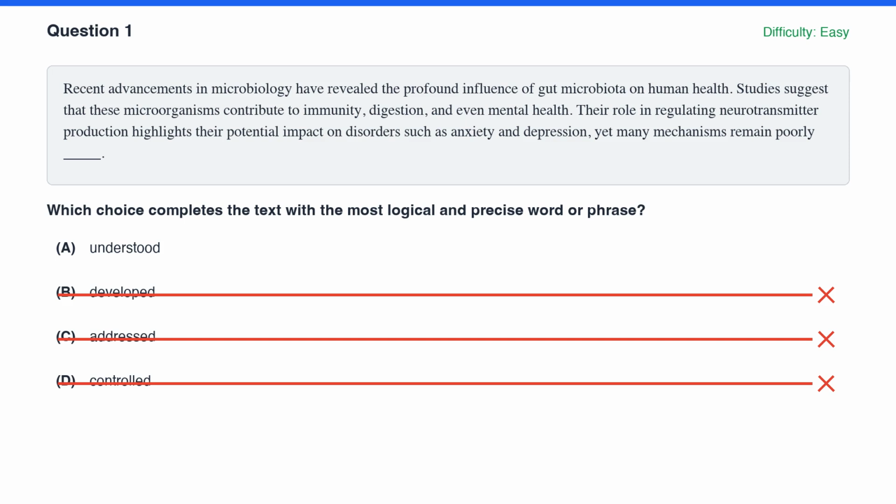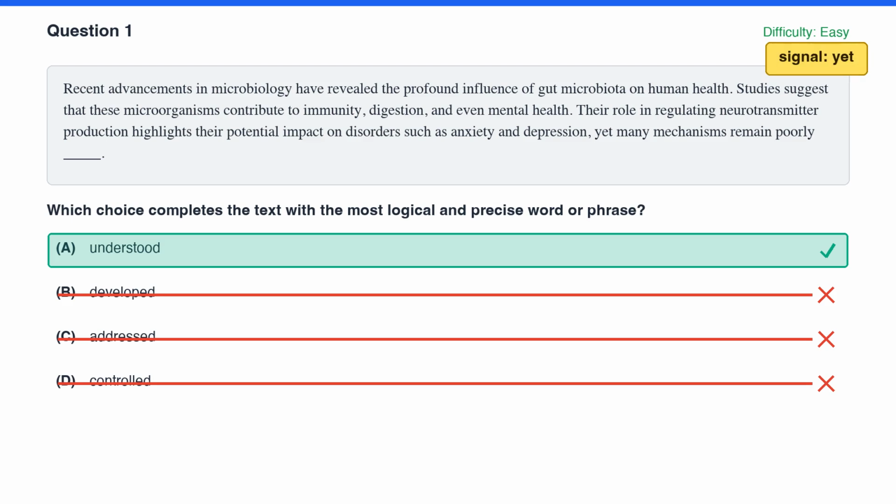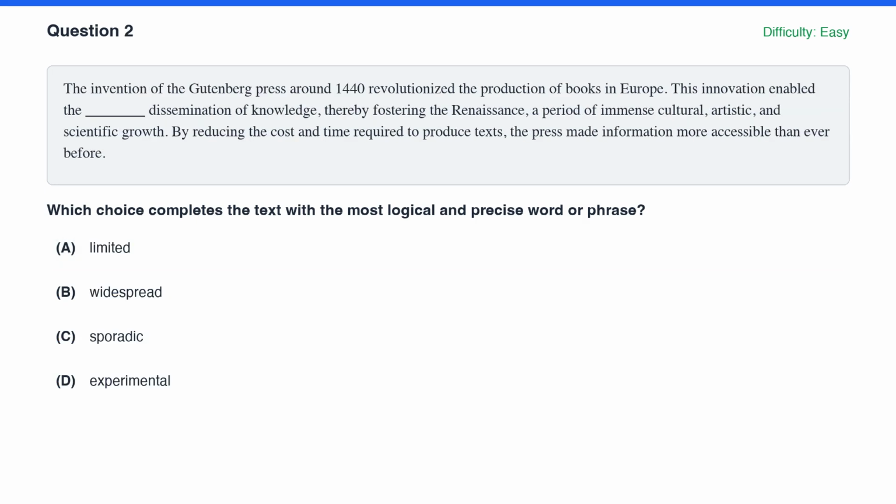Choice understood, exact match to my prediction. Answer A. The signal word yet did all the work. Once you see it, the prediction is automatic. Now another easy one, but watch the trap. Passage about the Gutenberg press. It revolutionized book production and made information more accessible than ever before. The blank. This innovation enabled the blank dissemination of knowledge.